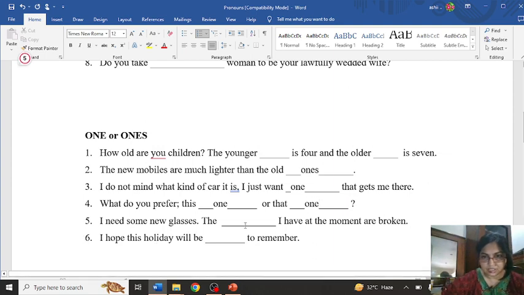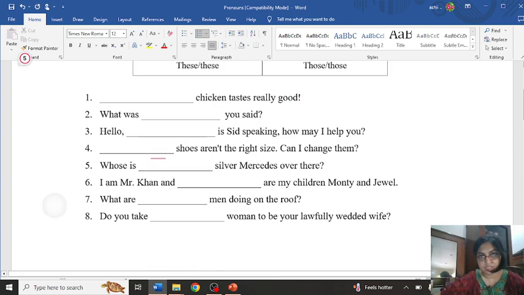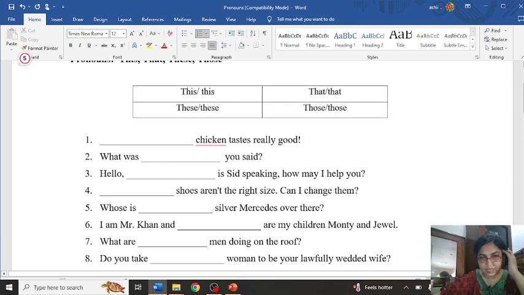I need new glasses. Now glasses, as you see, is plural, so you need ones over here. I hope this holiday will be one to remember. Since you're talking about one holiday, so one to remember. So that's how you do it. These are a few more blanks that I have given.